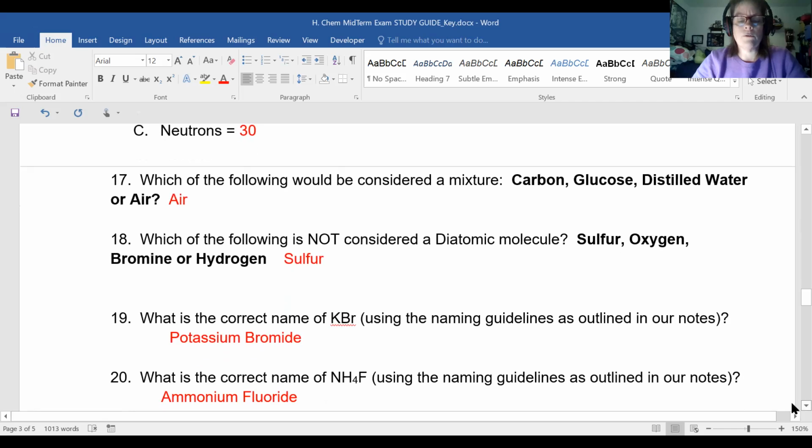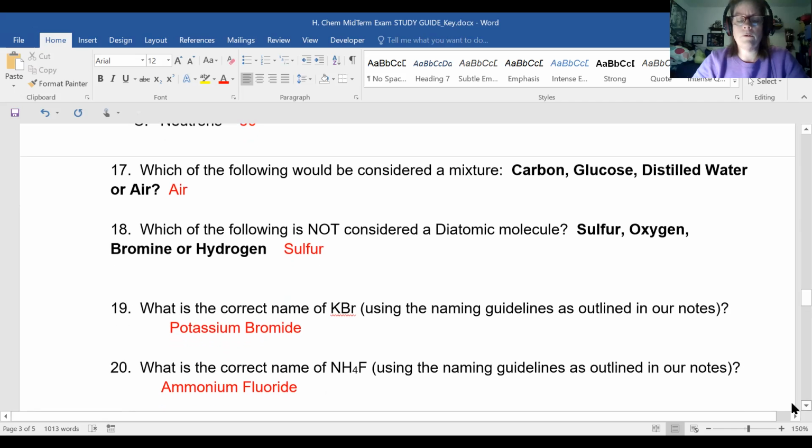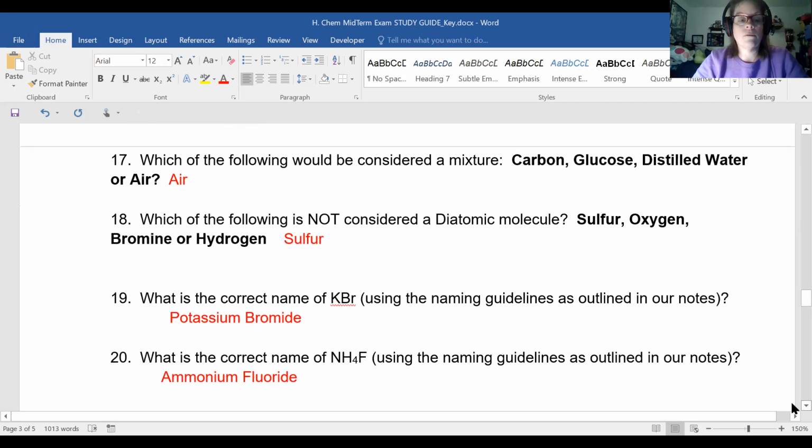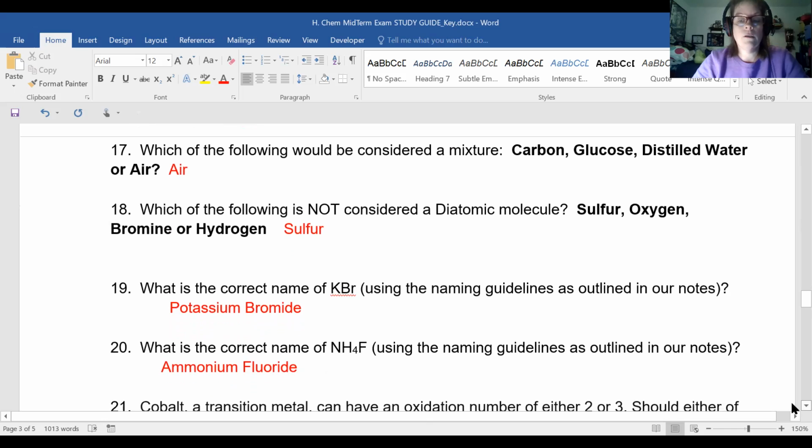All right, mixtures for 17. It wants to know which one is a mixture: carbon, glucose, distilled water, or air. Out of those, air is really the only one that's a mixture of different substances. So that's your answer for 17.